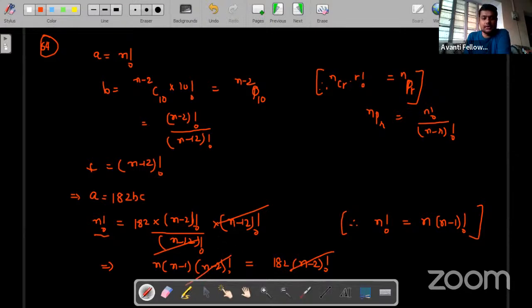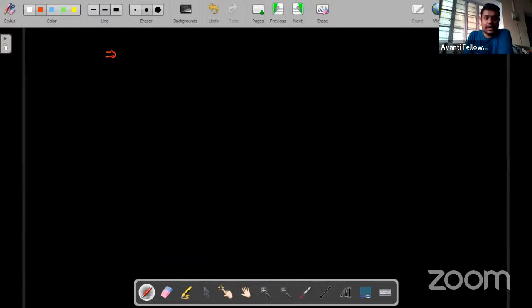And on the next page, we can write that n into n minus 1 is equal to 182. For 182, we can prime factorize it. Clearly this is divisible by 2, so 2 into 91, and 91 again in terms of the table of 13 or 7 we can write. So 13 sevens are, or 7 13s are.